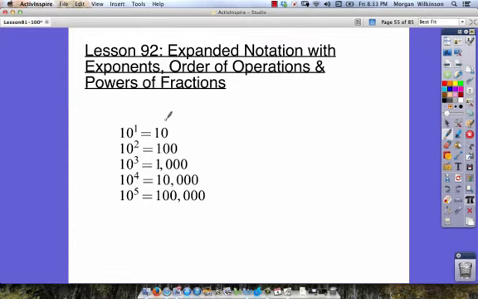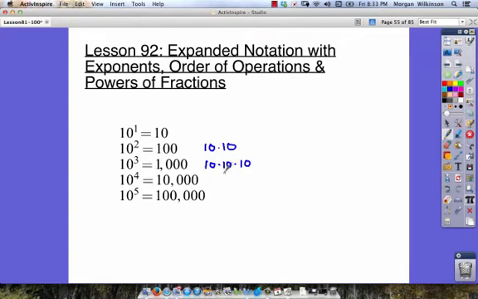10 to the first power is just equal to 10, because 10 is 10. If we have 10 to the second power, we get 100, because 10 to the second power, or 10 squared, means 10 times 10. And we know 10 times 10 is equal to 100. 10 to the third power is 10 times 10 times 10.